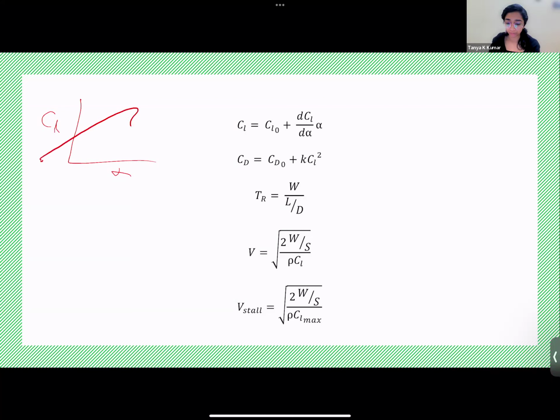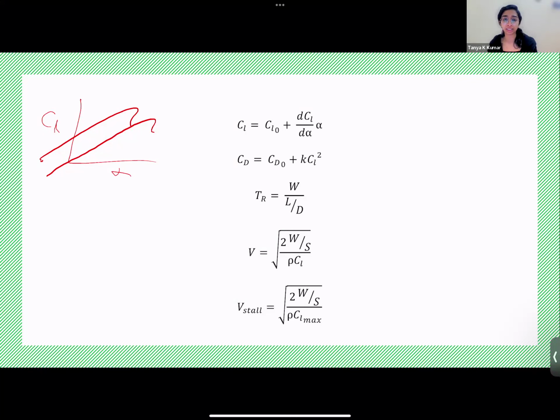For a positively cambered airfoil, it looks something like this. For a symmetric airfoil, CL naught is 0, and hence it will go through the origin. Then CD equals CD naught plus K CL square. That's the drag polar, which gives you the equation for the coefficient of drag. Then you have the thrust required for cruise, steady level flight.